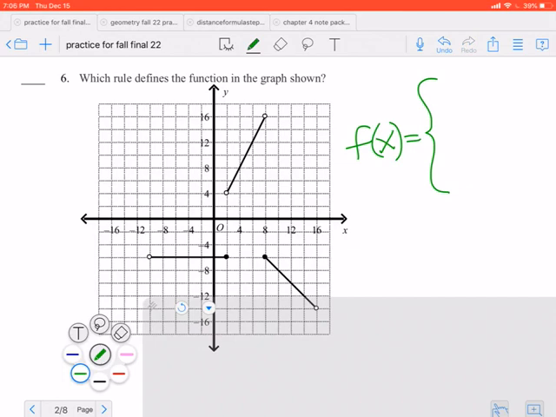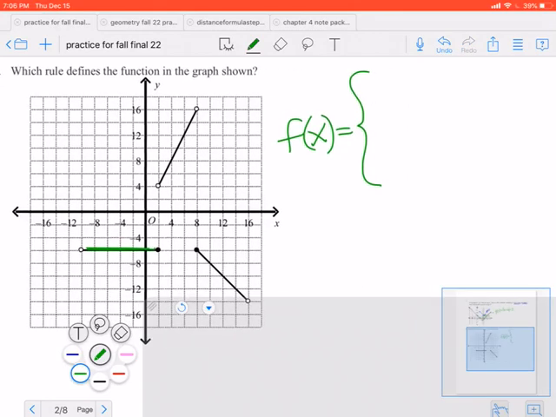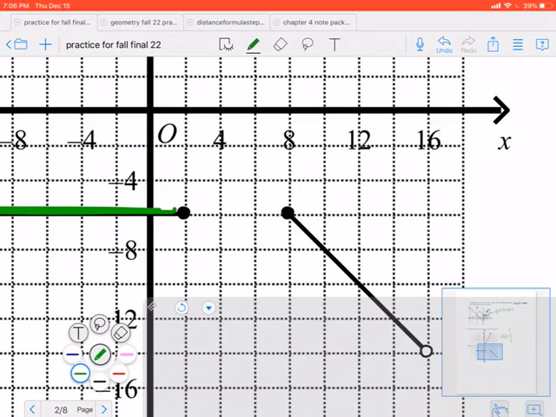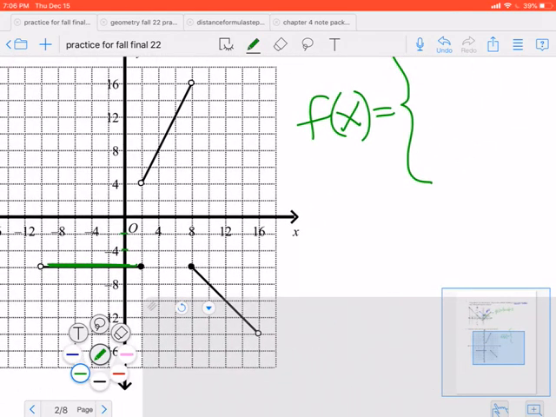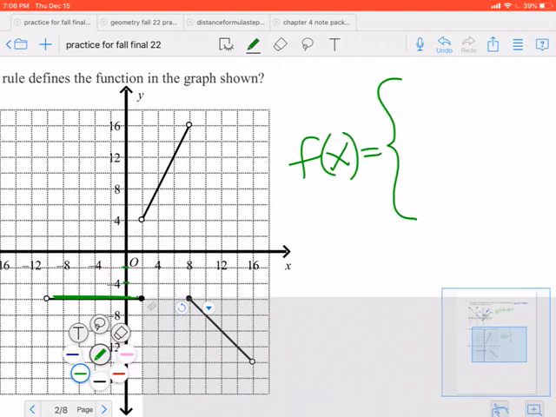So let's start with this guy. That is a horizontal line through negatives. This looks like it's going by 2's. So that would be through -6. So y or f of x equals -6.